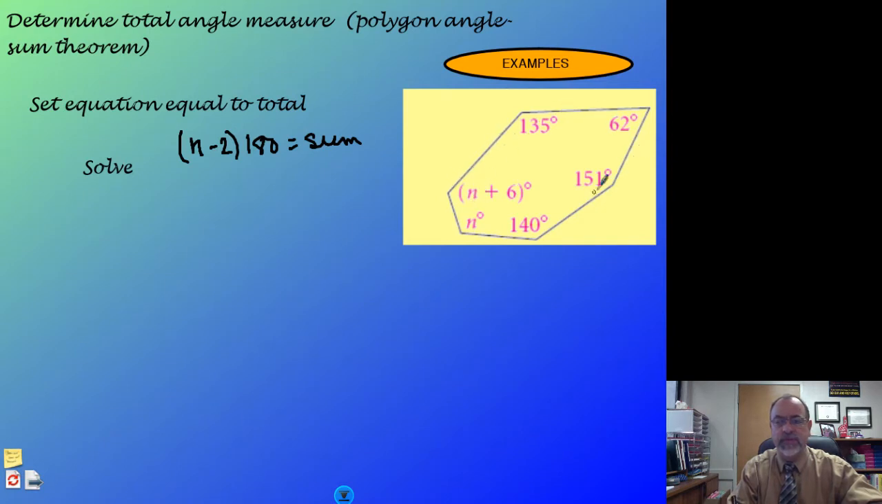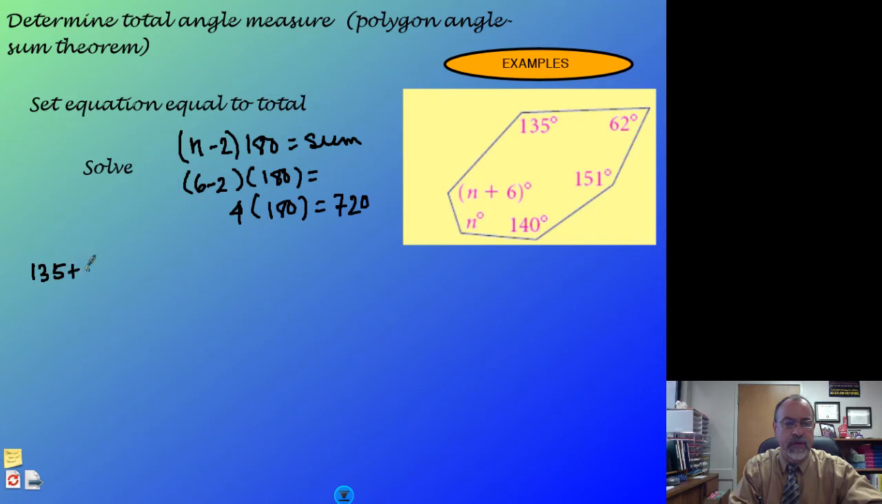So this has 1, 2, 3, 4, 5, 6 sides. So 6 sides minus 2 times 180 is going to give me what they all add up to. So 4 times 180. They are all going to add up to 720 degrees. So now I know what they add up to. I just need to add them up. So I have this angle here, which is 135, plus this angle here, which is 62, plus this angle here, which is 151, plus this angle here, which is 140, plus this angle here, which is n, plus this angle here, which is n plus 6, and I know that they're all going to add up to 720.